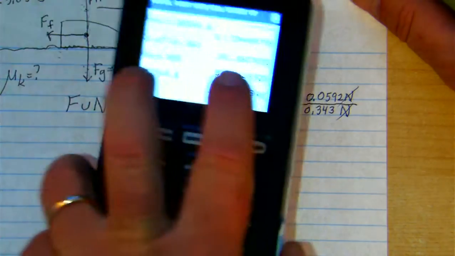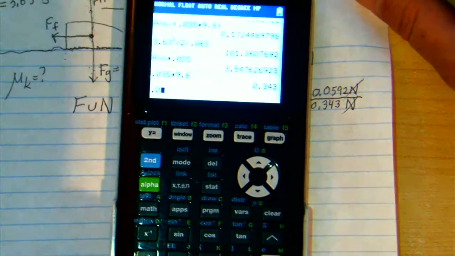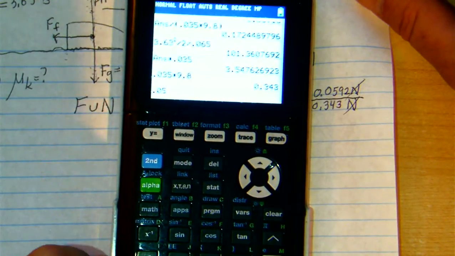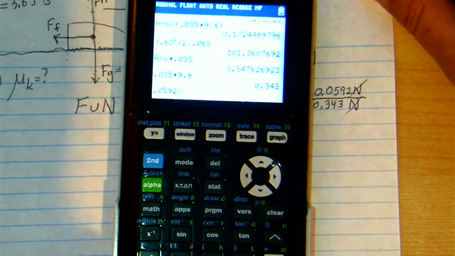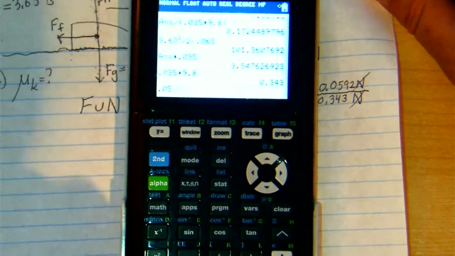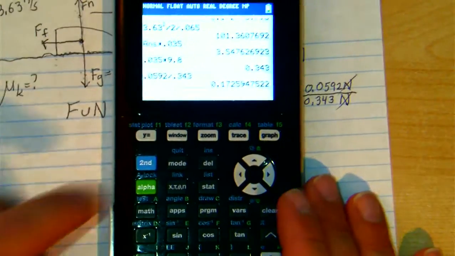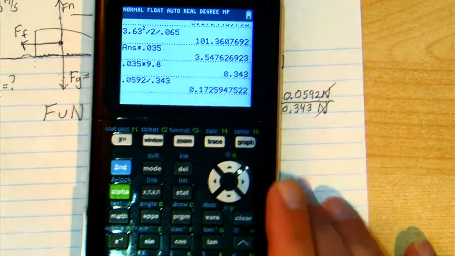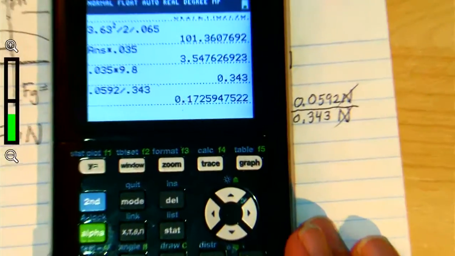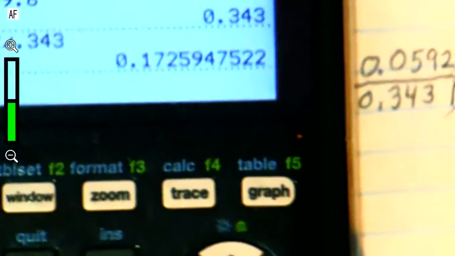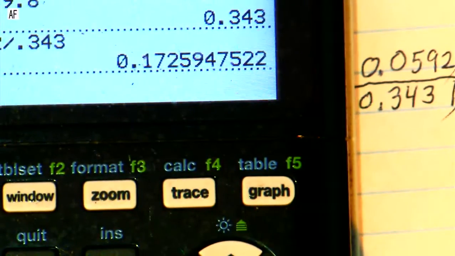So on my calculator, when I type in 0.0592 and I divide that by 0.393, enter, there's my result, which you can't quite see. It says, oh yeah, the coefficient of kinetic friction in this problem is 0.173.